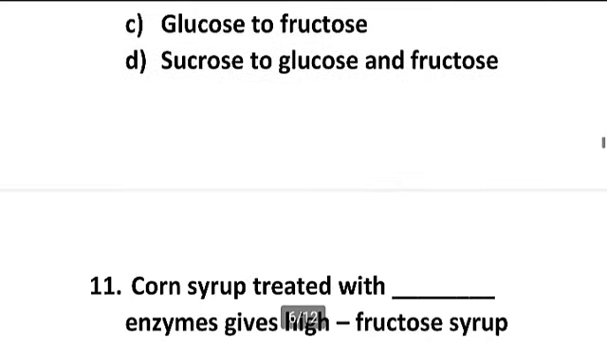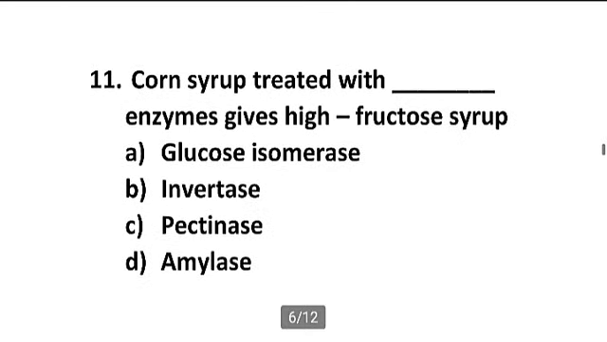Now moving to next question. Next question is corn syrup treated with which enzyme so that it gives high fructose syrup? Option A is glucose isomerase, option B is invertase, option C is pectinase, option D is amylase. So the right option is option A, that is glucose isomerase is responsible for converting corn syrup into high fructose syrup. So the right option is option A, that is glucose isomerase.